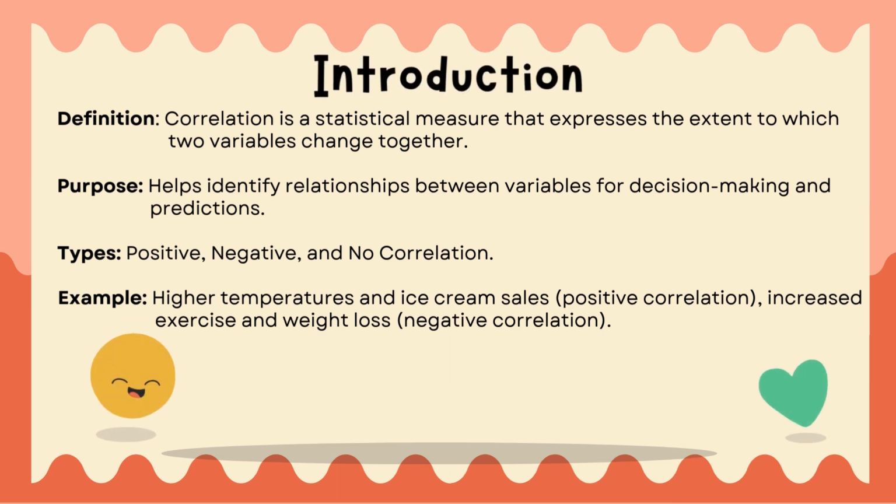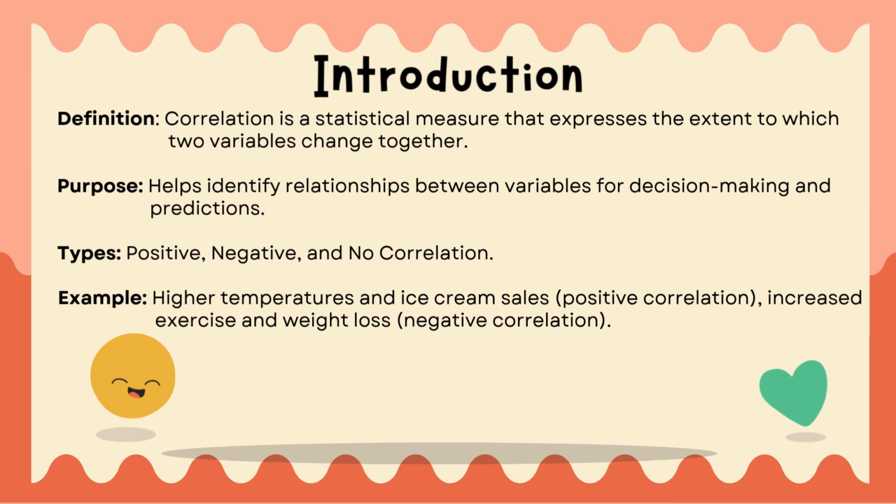Basically, there are three types of correlation. First one is positive correlation, when one variable increases and the other also increases, just like the more you exercise, the more calories you burn. Another is negative correlation, when one variable increases and the other decreases. Let's see the example: the more you drive, the less fuel remains in your tank. And last one is no correlation, when there is no relationship between the two variables, just like the color of your shirt and your exam score.